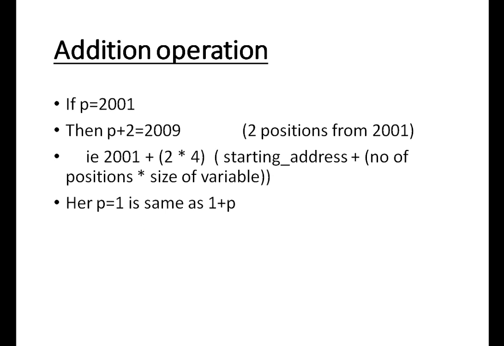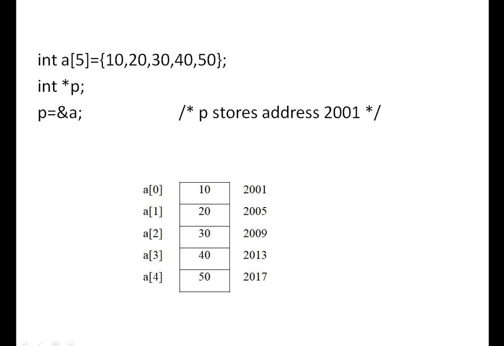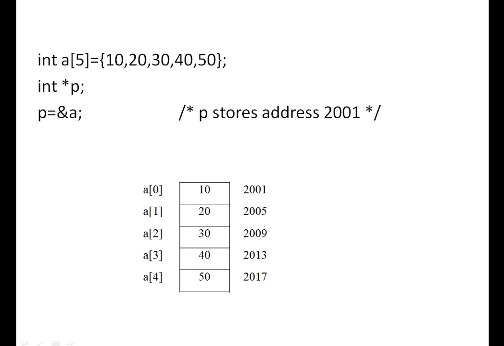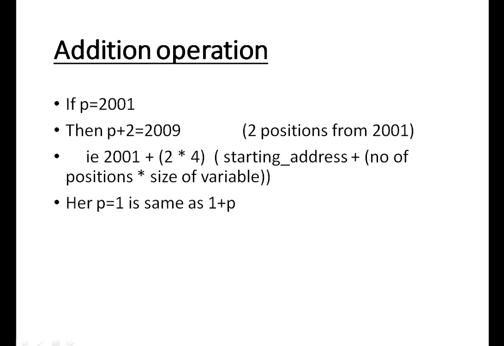Addition operation. If p equal to 2001, what is p plus 1? 2005. How are we getting it? 2001 plus 4 equal to 2005. That is base address plus size of each location, right? If p equal to 2001, what is p plus 2? 2009. That is how we systematically calculate: 2001 plus number of positions times size of each position. Either p plus 2 or 2 plus p, both are the same.